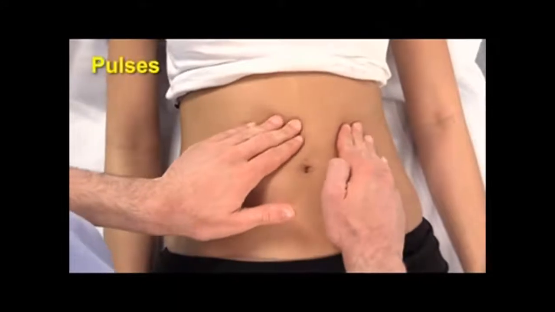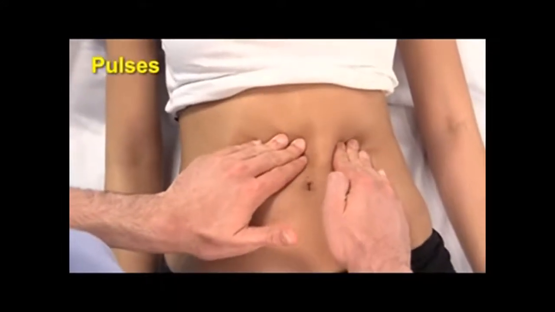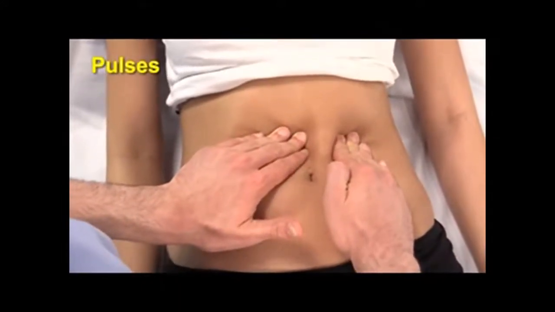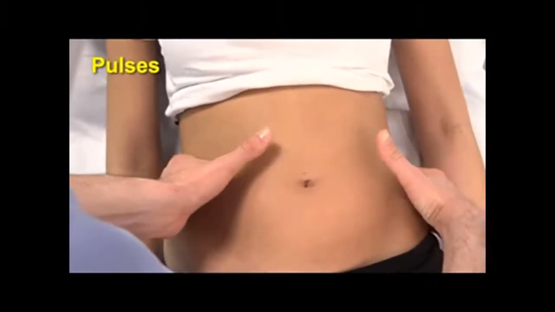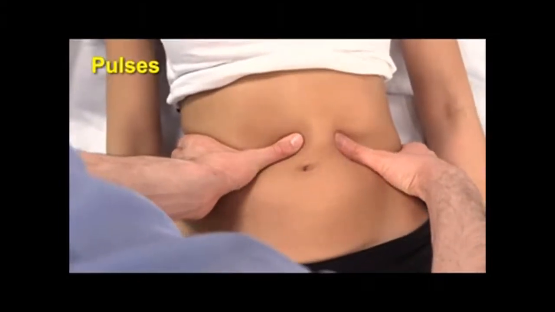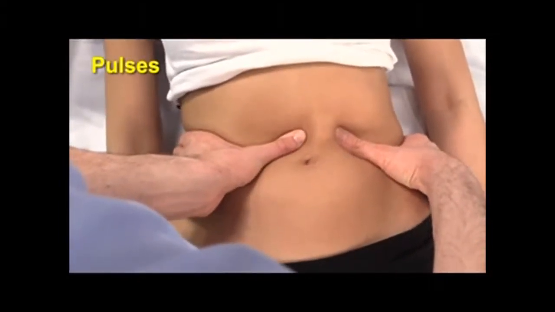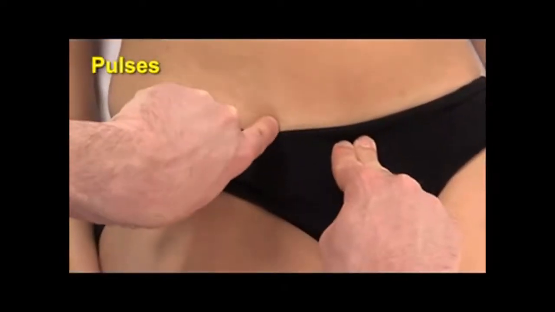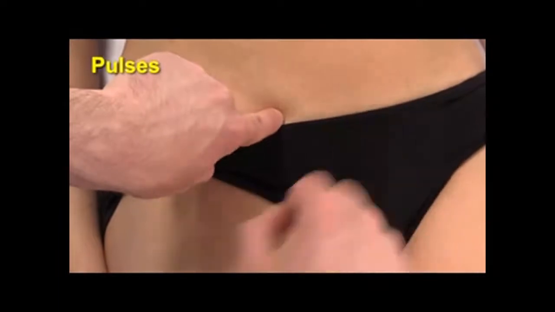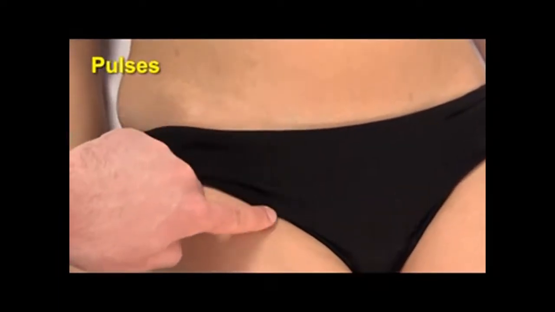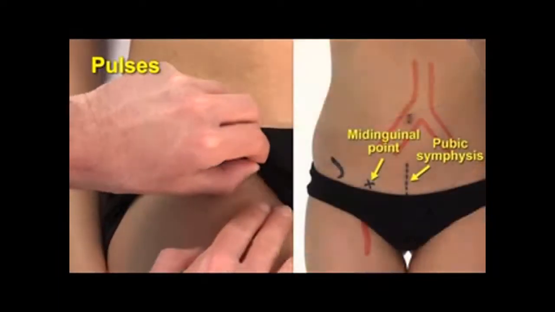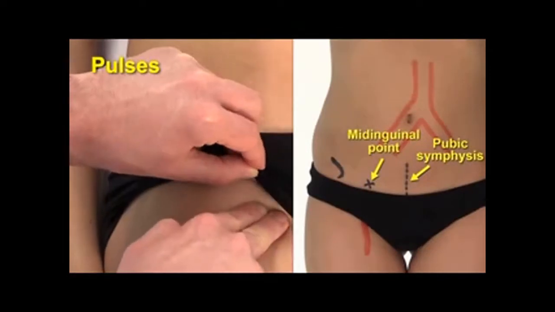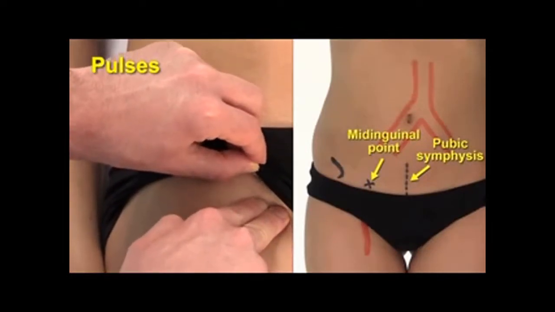Use two hands to palpate the aorta above the umbilicus and slightly to the left of the midline. Palpate the common femoral pulse just below the groin crease at the level of the mid-inguinal point. The mid-inguinal point is the middle of a line running from the anterior superior iliac spine to the pubic symphysis.